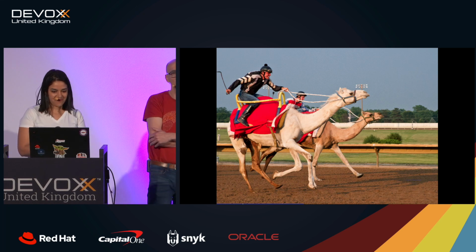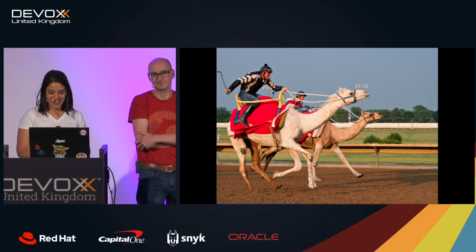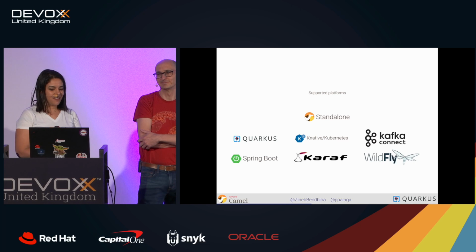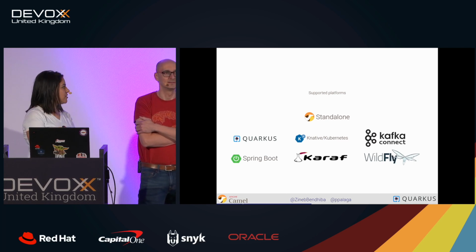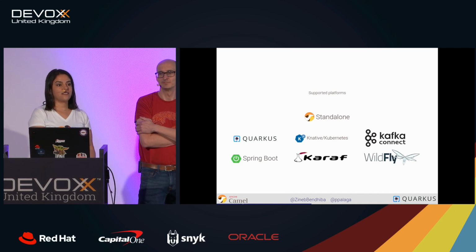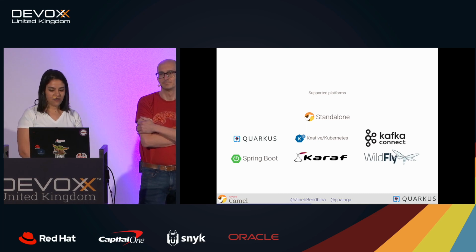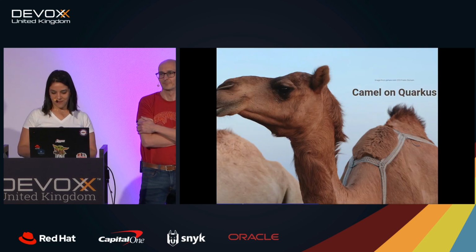Now let's speak about running Camel. Camel runs on a lot of platforms. Like you can see, there is standalone. The standalone is for standalone Java. We have Quarkus, Knative, Kubernetes. We have Kafka Connect, Spring Boot, and so on. Today we're going to talk to you about Quarkus, because it's our project, and also about Knative and Kubernetes.